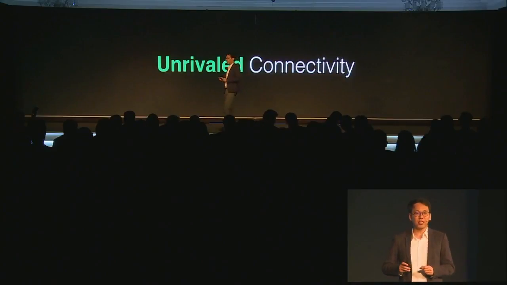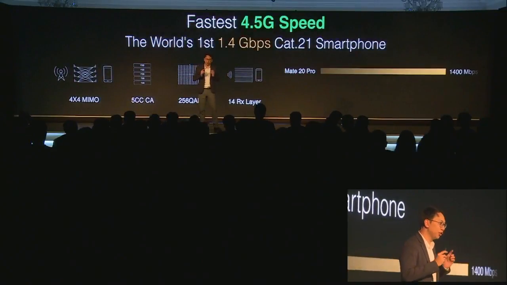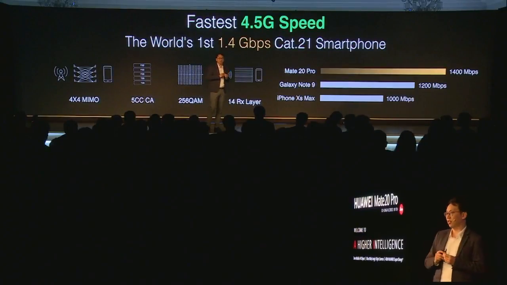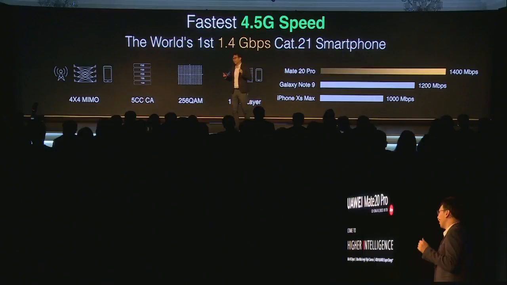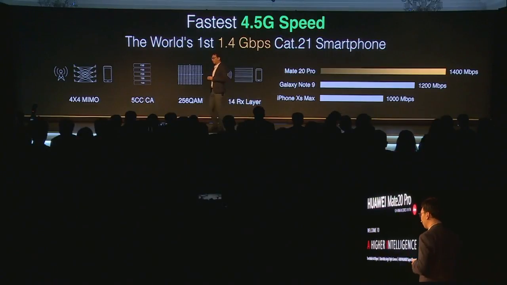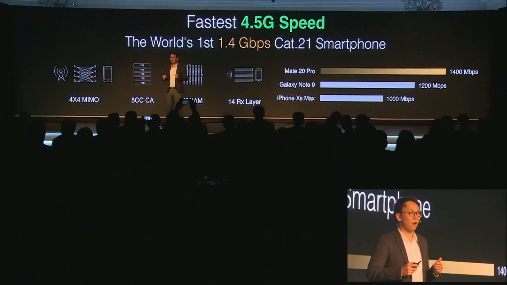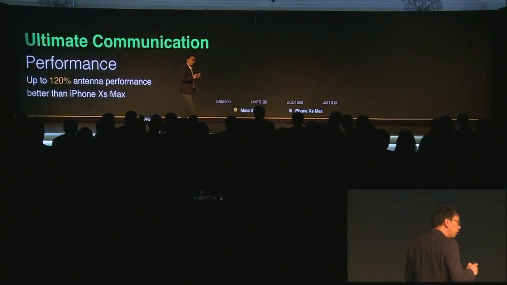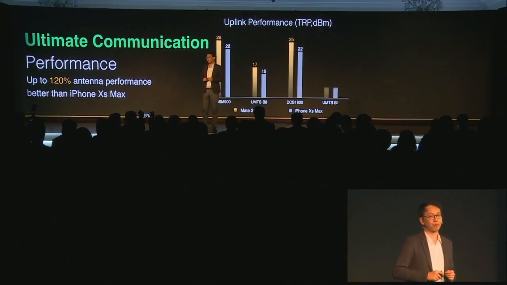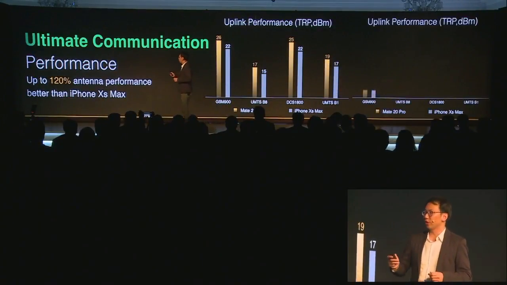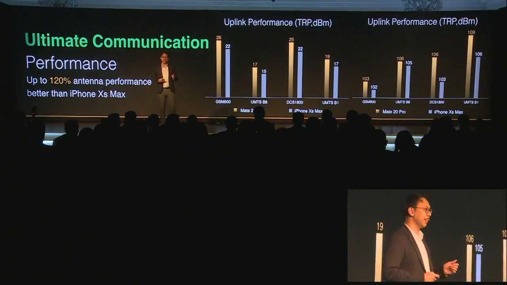Next is about the connectivity. As a Huawei, we are technology leader in telecom communication technology. We give you the fastest 4.5G LTE. You can see how fast it is. And not only the fast, the signal is also very strong. So in all the scenario, we have give you the 120 better performance in antenna.